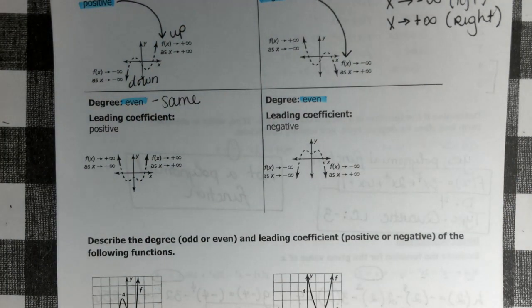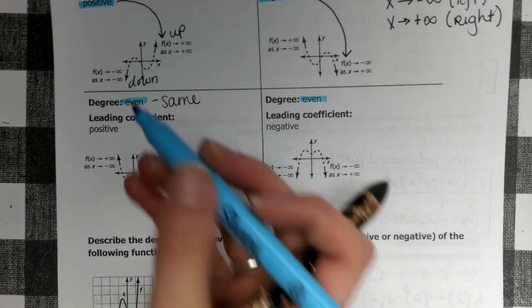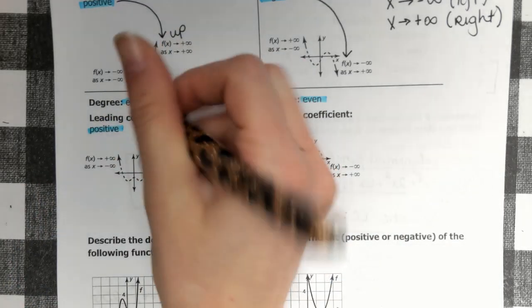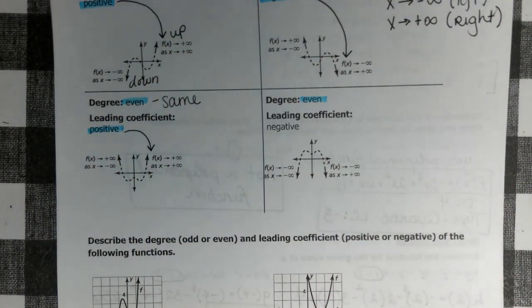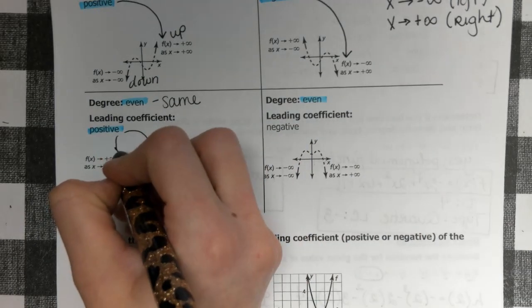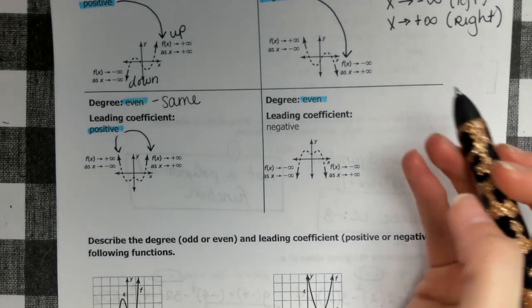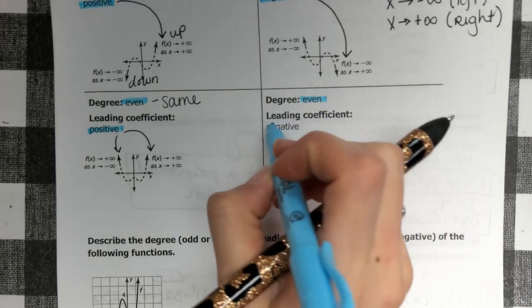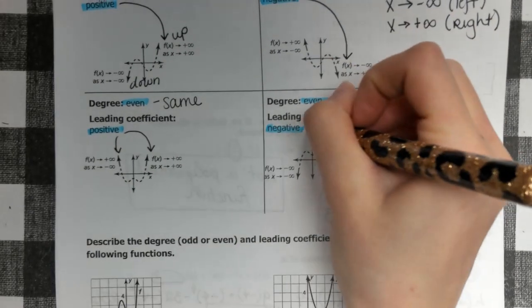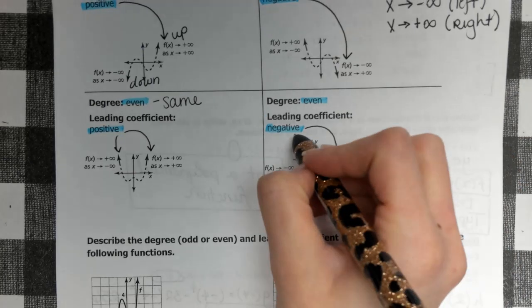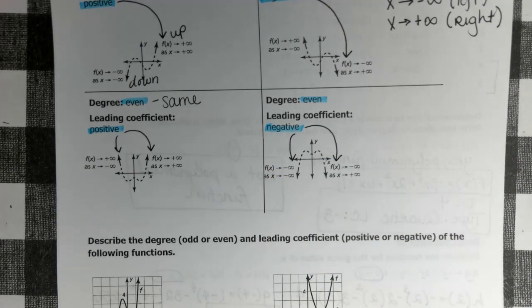Even degree is the same. They're going to start and end in the same direction. Now your leading coefficient still tells you where it ends. So if it's positive, it ends positive. But if you know it's even, they go in the same direction. That also means it starts positive. Doesn't matter what happens in the middle of your start and end. It's going to start and end positive. And if I have a negative, that means it's going to end negative. But since it's an even degree, it also starts negative.